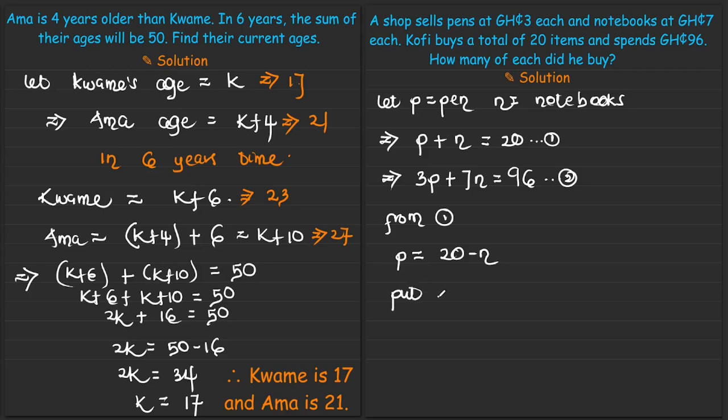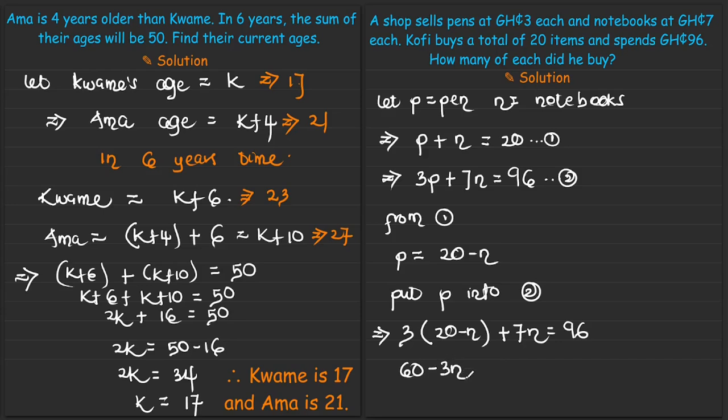So with P from equation 1, let's put P into equation 2. That is going to give us 3, then instead of P, we are going to put this whole thing, which is 20 minus N, then plus 7N equals what? 96. So let's open our brackets. 3 times 20 gives us 60, and 3 times negative N gives us negative 3N. Then plus 7N is equal to 96.